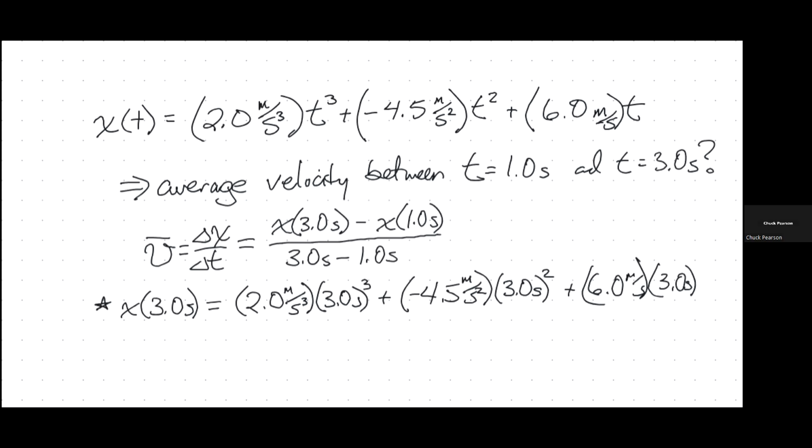So x at 3.0 seconds is equal to 31.5 meters. The seconds cubed cancels out seconds cubed here. The seconds squared cancel out seconds here. And the units here are not behaving as specifically meaning anything. I still don't know what meters per second cubed means, but they're coefficients that are canceling out quantities in the computation.